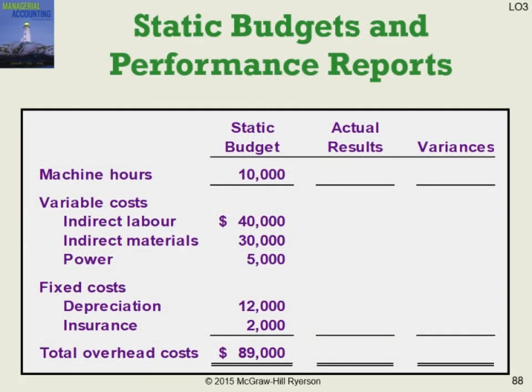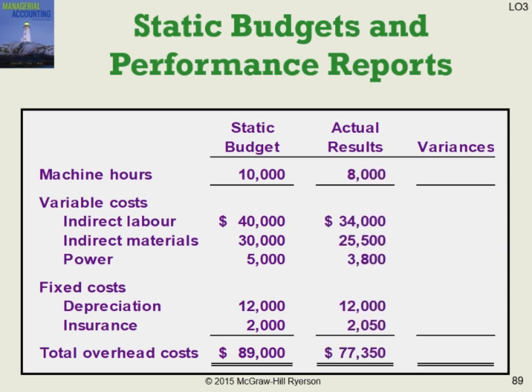So how does that work? Well, our static budget was based on 10,000 machine hours. Turns out that we have actual results of 8,000. Now, for a quick introduction to the idea of flexible budgeting, if we have 8,000 machine hours, and our indirect labor is $40,000 for 10,000 machine hours, and those are supposed to be related to the number of machine hours because they're variable costs, that means we would expect to have $4 per machine hour as the variable cost. If we only had 8,000 machine hours of activity, 8 times 4 is 32. The actual amount is 34,000.